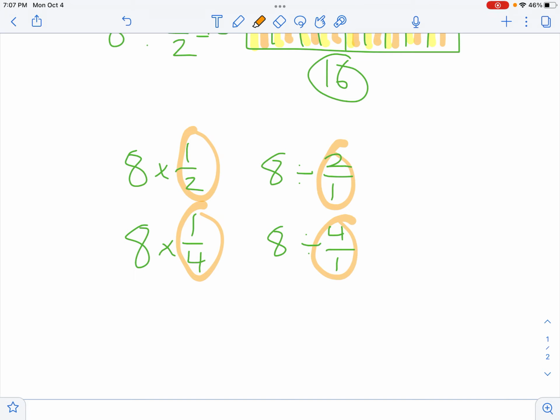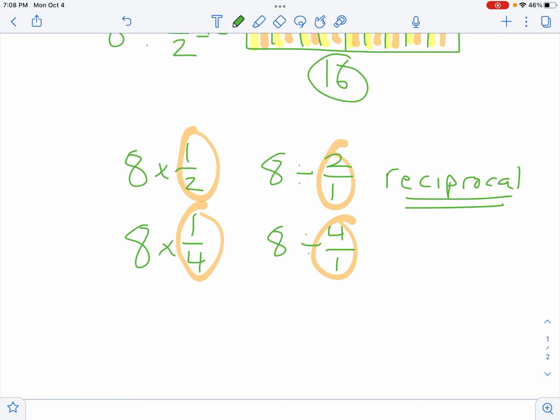Basically what's happening is we're turning 1/2 into 2 over 1, so 1/2 becomes 2 over 1, and I'm going from multiplication to division. If I went from division to multiplication, then 2 over 1 would turn into 1/2. 4 over 1 would turn into 1 over 4. What I'm doing is I'm reversing the numerator and denominator, which means I'm finding what's called the reciprocal.